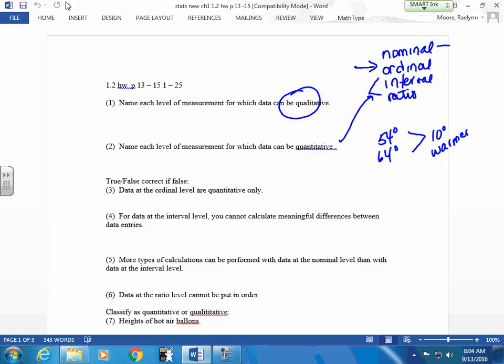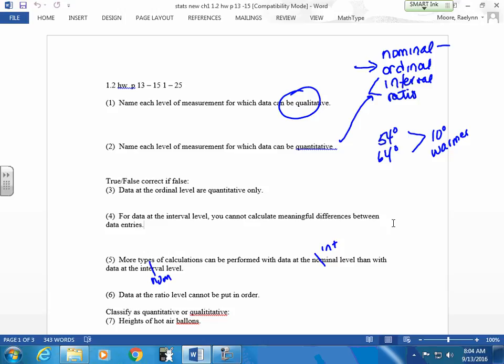Number 5. More types of calculations can be performed with data at the nominal level than at the interval level. False. Can we perform anything at the nominal level? Any calculations? Can I add you two jerseys together? No. So no calculations at the nominal level. So that would be false. To make it true, you can switch them around. You can say this should be interval. This should be nominal. I mean, that's one way to just make it true.